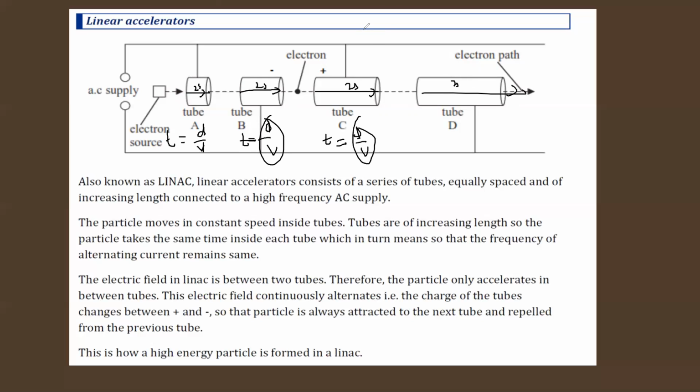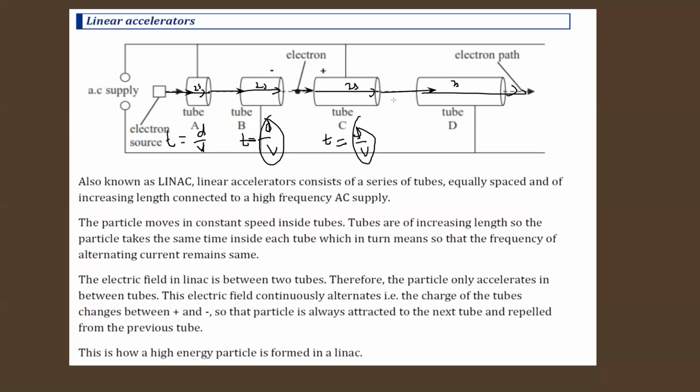But what will be the difference for each tube? The speed when it enters tube A will be different from tube B, tube C and tube D. What is the reason why, whenever the electron moves through a tube, it should take the same time?